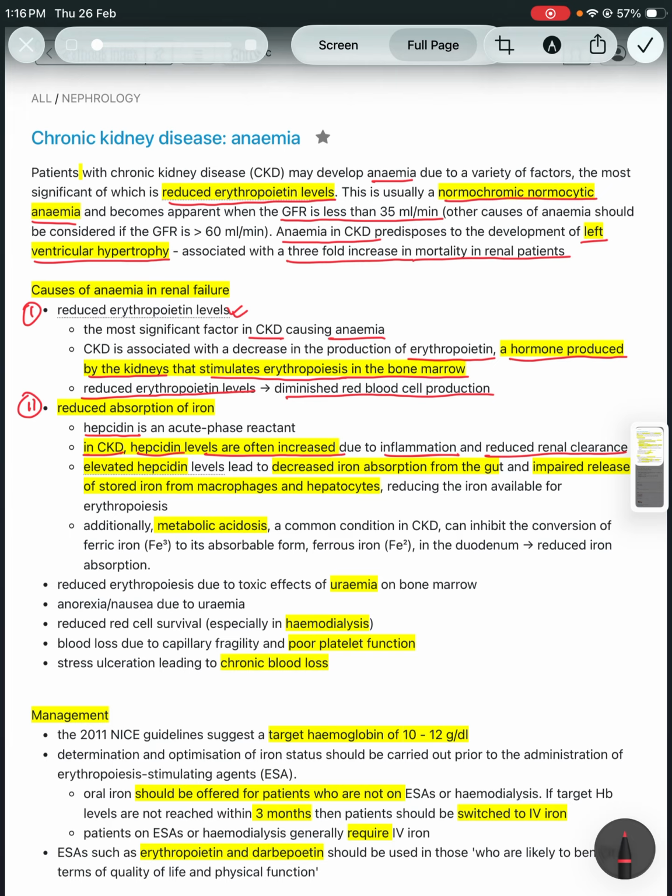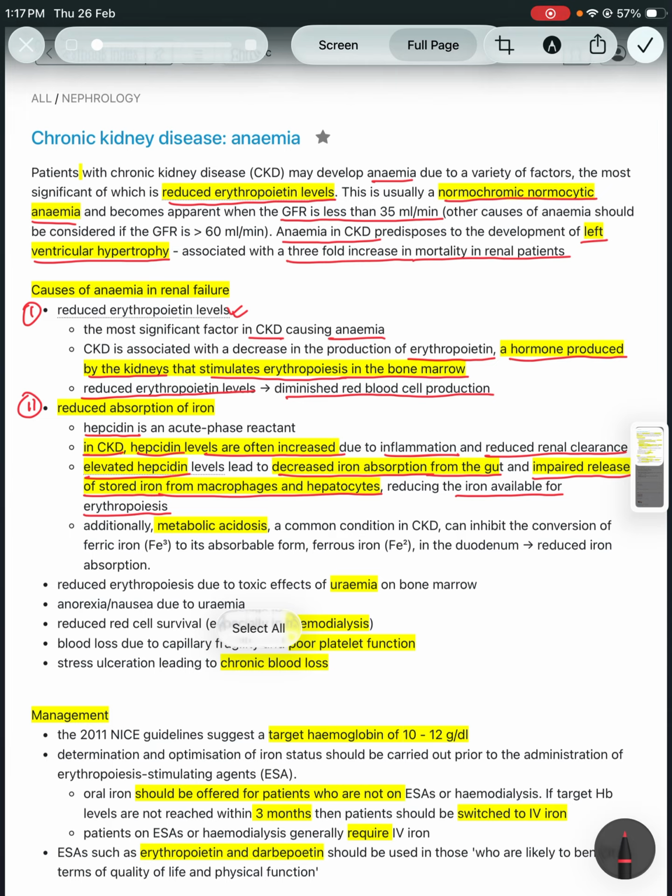Elevated hepcidin level leads to decreased iron absorption from the gut and impaired release of stored iron from macrophages and hepatocytes, reducing iron available for erythropoiesis.